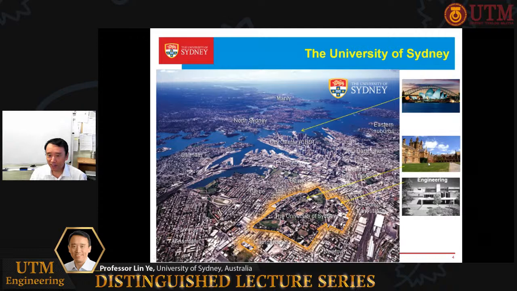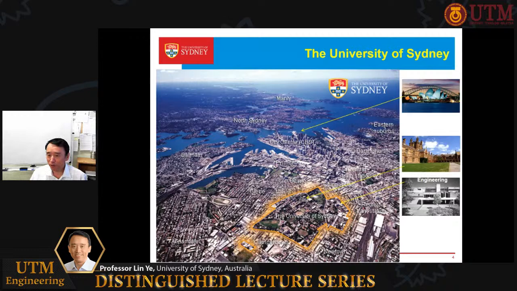Here is the main quadrangle of the University of Sydney. If you look at the building, you get the impression it looks like Cambridge or Oxford. That's the style of building inherited from the British when they had a colony here. Sydney Uni is also ranked among the top 10 most beautiful university campuses, just because of all the sandstone buildings.